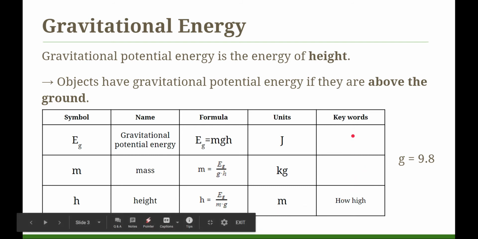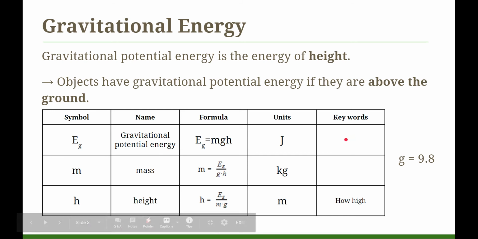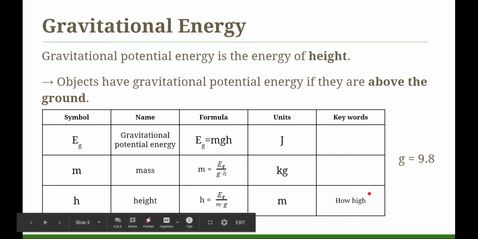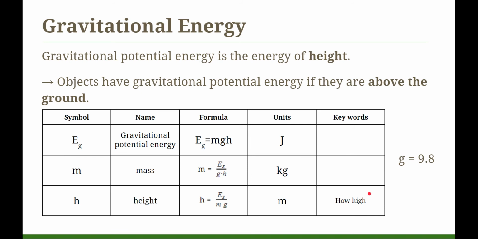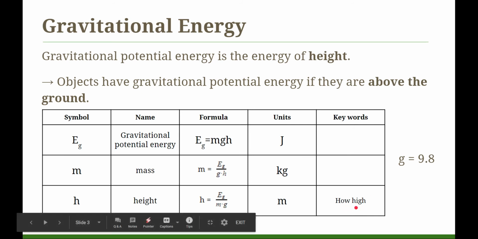Like the last one with kinetic energy, if we're looking for gravitational energy, it'll just say the words gravitational energy, or what is the gravitational energy. Mass, it'll say what is the mass. Height, that one is common enough that we might just say how high is the object, and that just means what is its height off the ground. So if you see how high, that's really just asking for height.